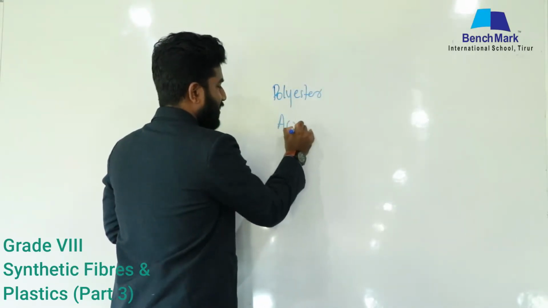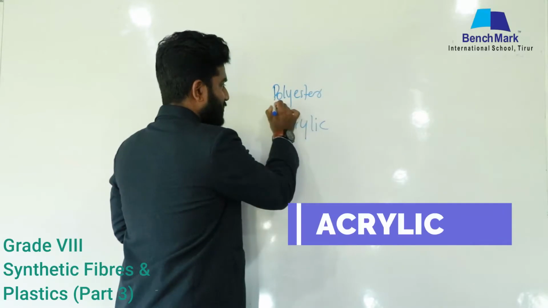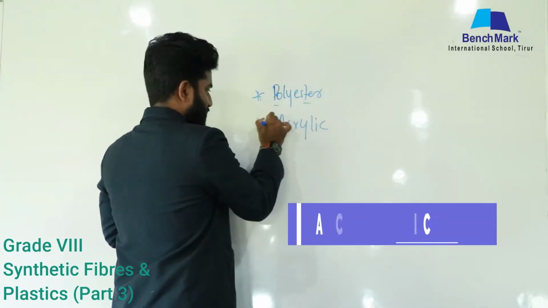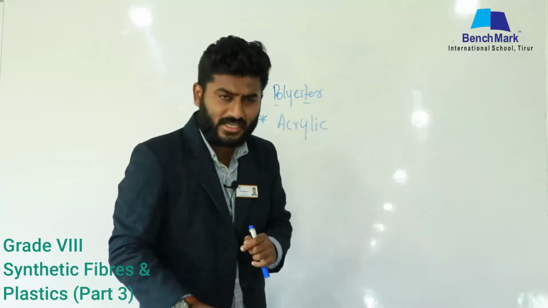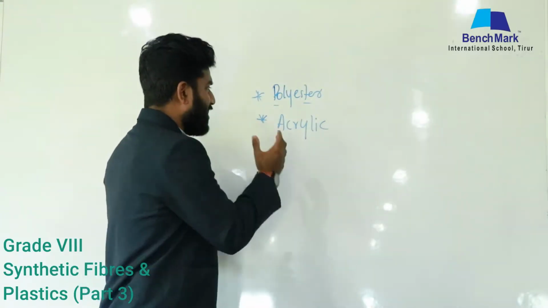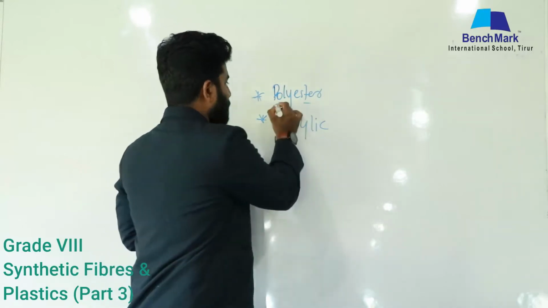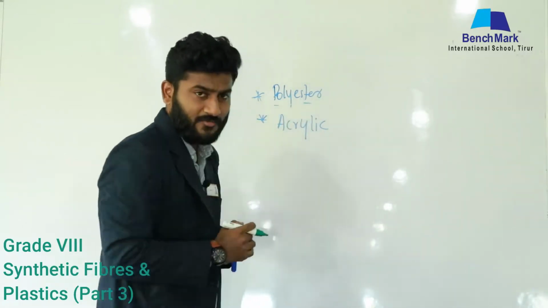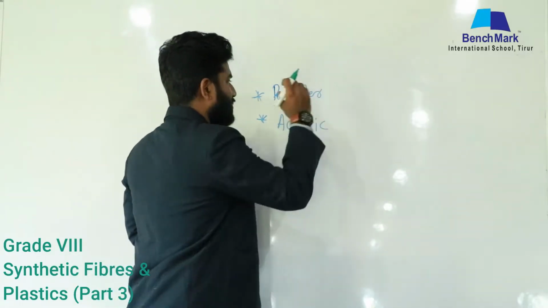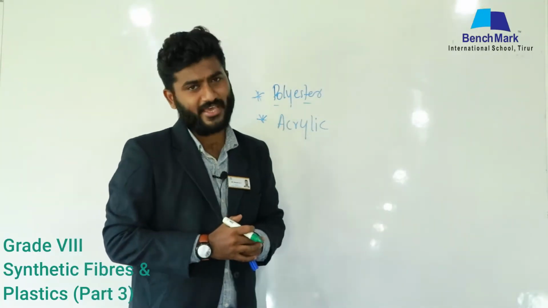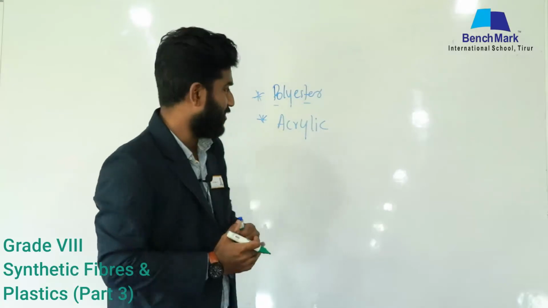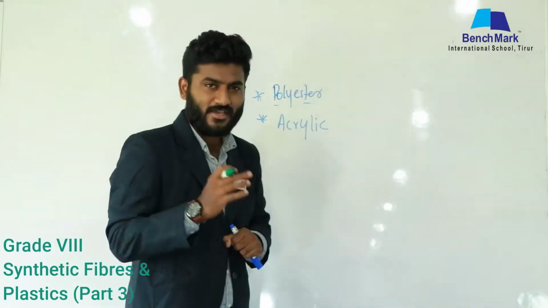polyester, and the second one is acrylic. Listen, first one is polyester and second one is acrylic. What do you mean by polyester? The name itself says that it's a polymer, polyester. And what are the specialities, what are the characteristics, and where will you find their applications? Let's get started. First one is polyester.